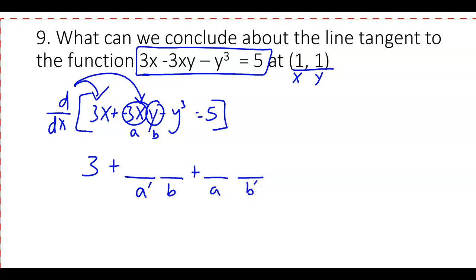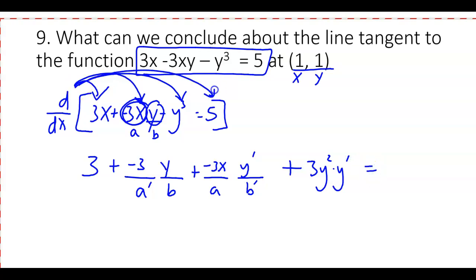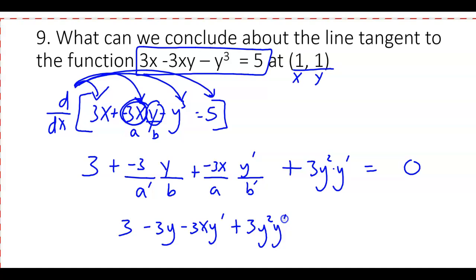a prime, b prime. So the derivative of this is going to be negative 3. B is y. A is negative 3x. And the derivative of that is y prime. Now when you take the derivative of that, that's going to be 3y squared, y prime. And then finally, taking the derivative on the other side there, we end up with 0. All right, so this is a little creepy looking, so I'm going to go ahead and simplify it a little bit. Right now I've got 3 minus 3y minus 3xy prime plus 3y squared y prime equals 0.